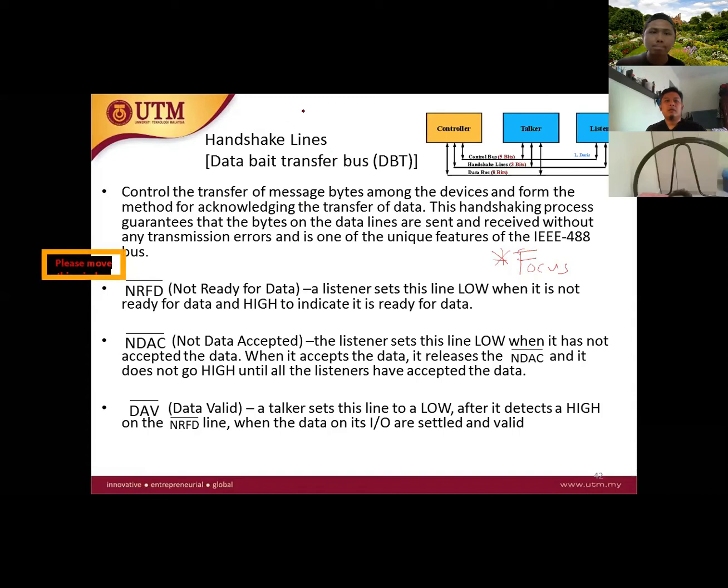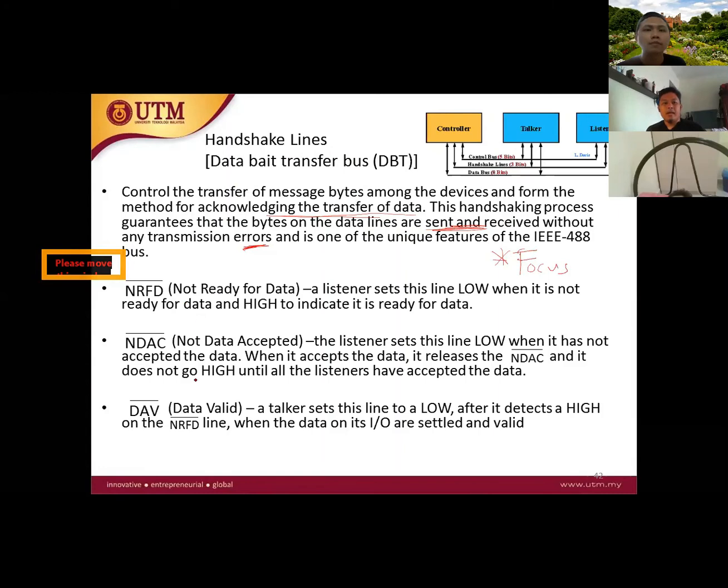So this is how the data is transferred for the handshake line. It controls the transfer of messages among the devices and forms the method for acknowledging the transfer of data. This is basically to control or coordinate the data sending process. This process makes sure the bytes of data are sent and received without error. So that is the purpose of the handshake line.